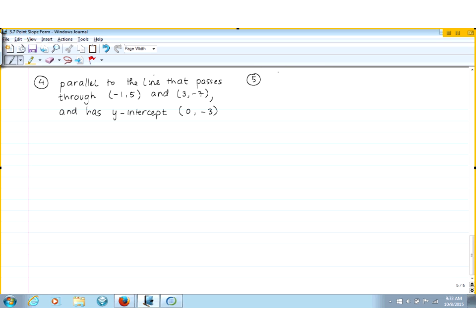Okay, and then number 5, parallel to the line, let's just give you an equation. 3x plus 2y is equal to negative 6 and contains negative 2, comma 8. Okay, good. So 2 problems.